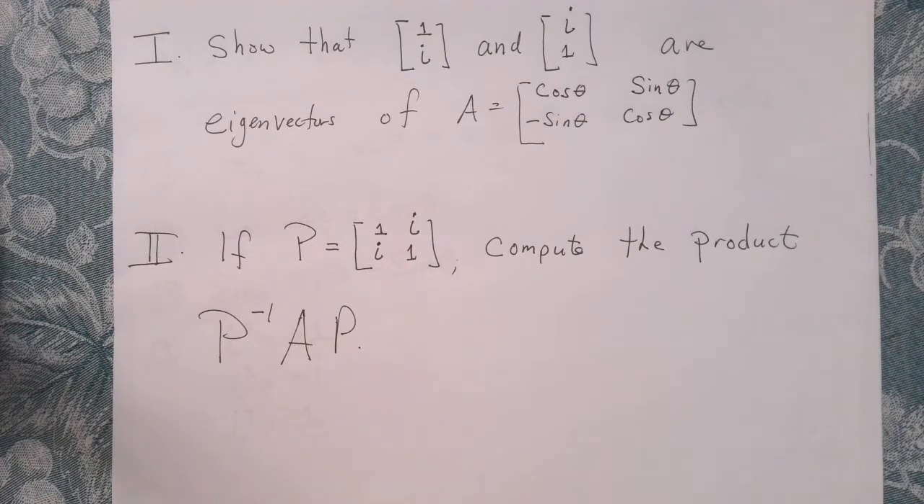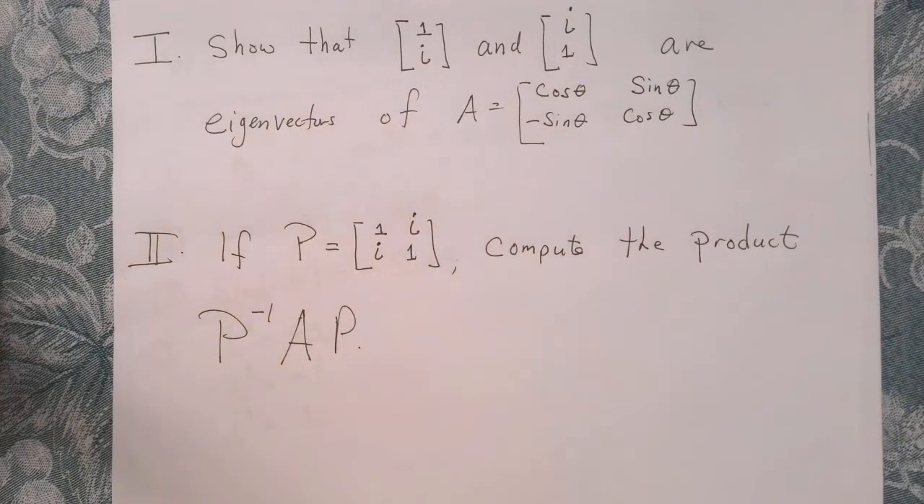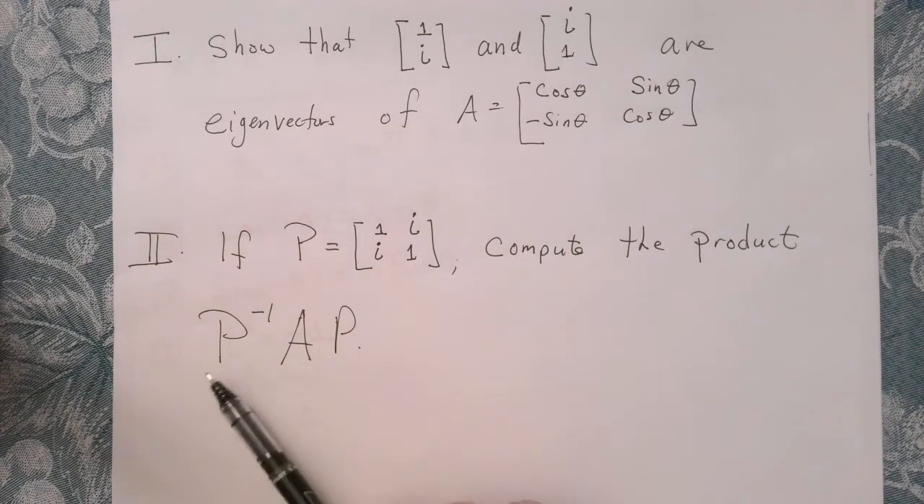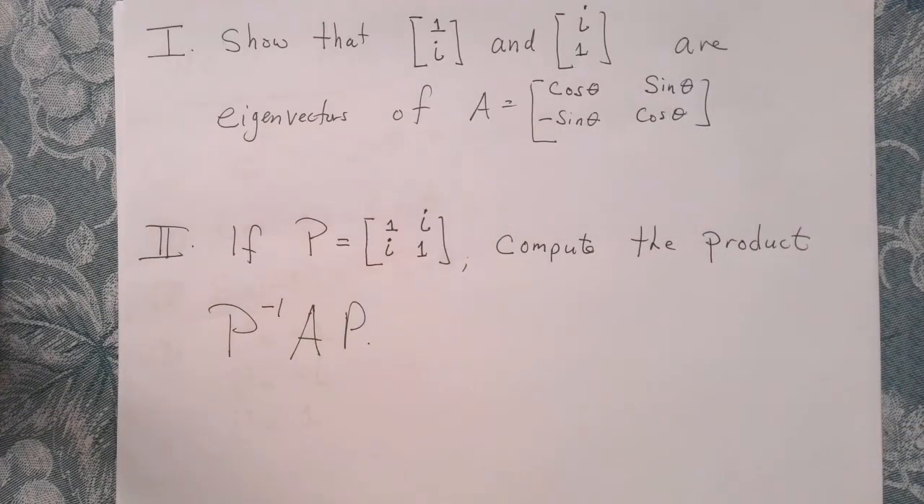And with that said, let's get into our linear algebra for the day. So one, we want to show that these two column vectors are eigenvectors of the following matrix. And two, if P is equal to this matrix, we want to compute this product. So P inverse times A times P, where A is exactly this matrix.